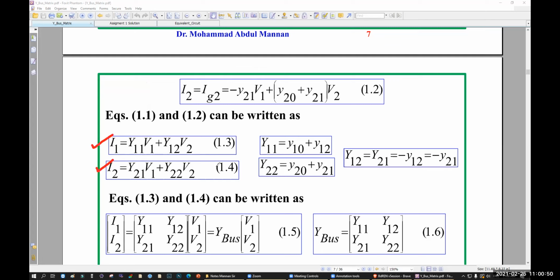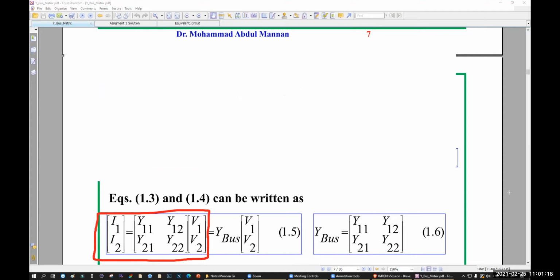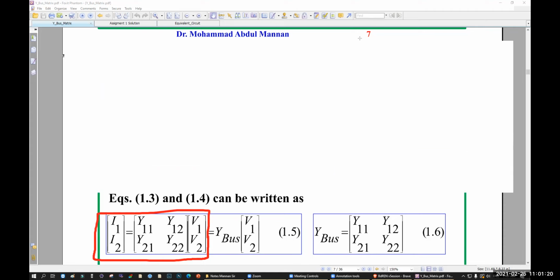Now, if you write them in a form like this, that is also valid. Why are they valid? See, this is the matrix. If I tell you to multiply these two matrices and write, let's multiply.